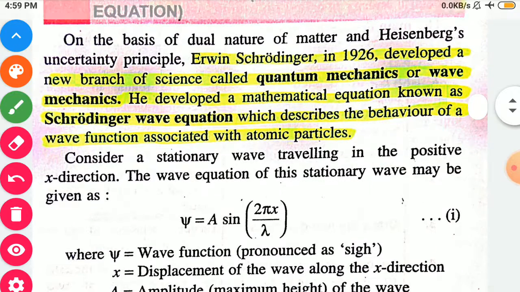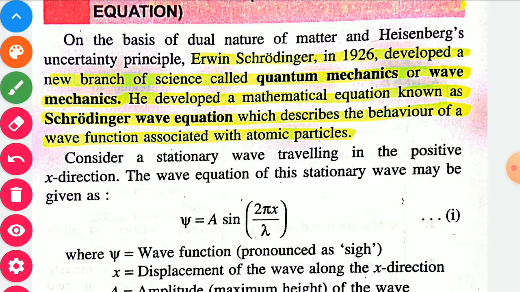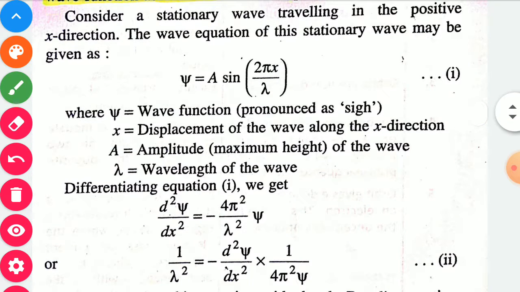The wave equation of this stationary wave may be given as psi is equal to A sine 2 pi x upon lambda. This is equation first. Here psi is the wave function, pronounced as psi. x is the displacement of the wave along the x direction. A is the amplitude, that is the maximum height of the wave from the middle line, the propagation line. Lambda is the wavelength, which you already know.